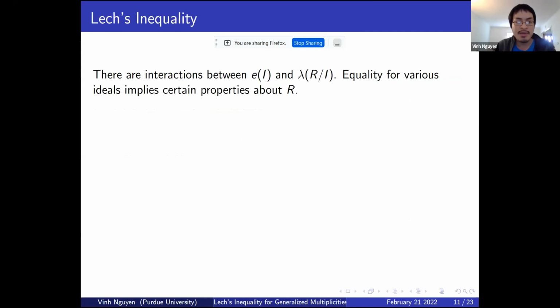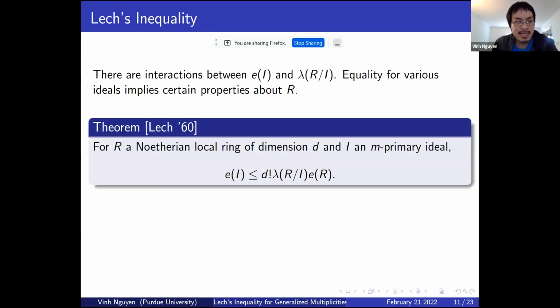So the main topic of my talk is based on Lech's inequality. As we've seen on the third or fourth slide or so, there are certain interactions between the multiplicity and the colength, and equality of multiplicity and colength for different ideals characterizes certain properties about R. So we're interested in the relationship between these two objects. In the 60s, Lech didn't give a direct relationship, but he gave an upper bound for the multiplicity of an ideal I. The multiplicity is bounded above by d factorial times the colength times the multiplicity of the ring.